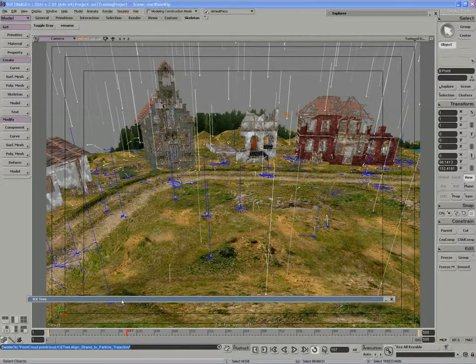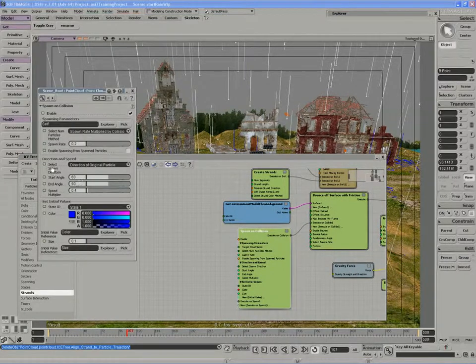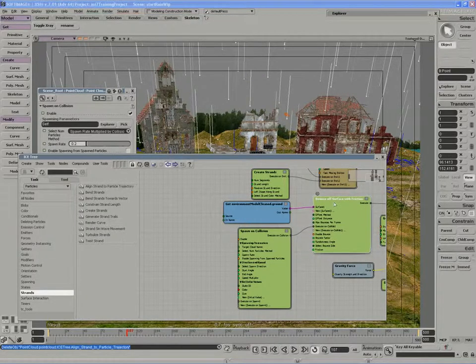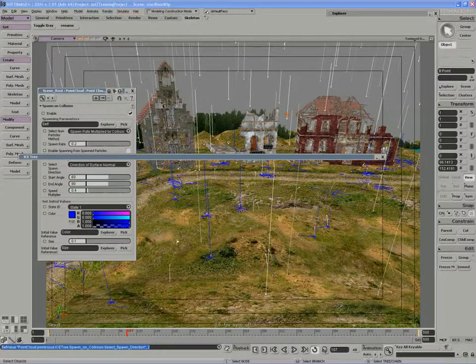When the strands are created, the reason they move horizontally along the grid, or perpendicular to their direction vector, is that the spawn on collision compound is describing that the particles should follow their original particle direction, but because the surface is acting as an obstacle, they're going to obviously just follow that instead. We can actually just change the spawn direction to have it in the direction of the surface normal. And this is the surface normal of the obstacle.